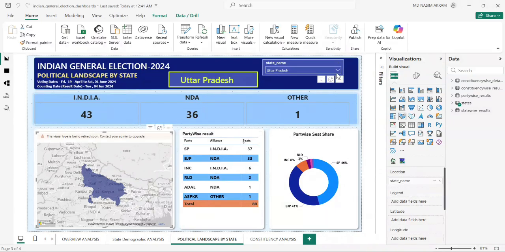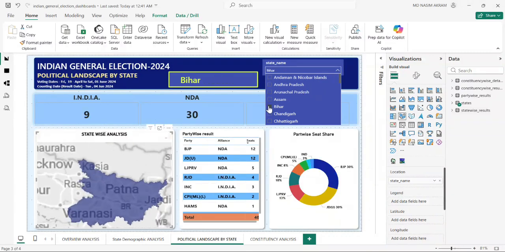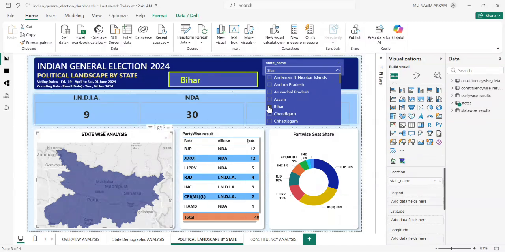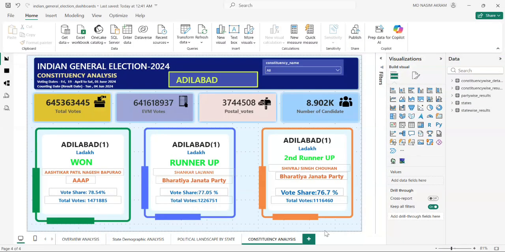Okay, so here is the slicer. Here we have it in the top right corner. So let's say that we want to see it only for Bihar. When clicking on Bihar, we get all the data for Bihar, where India managed to get 9 seats and NDA got 30 seats, while others got 1 seat.